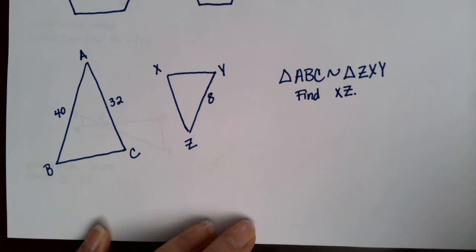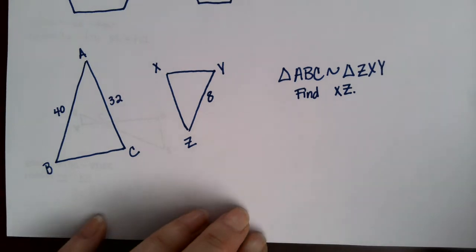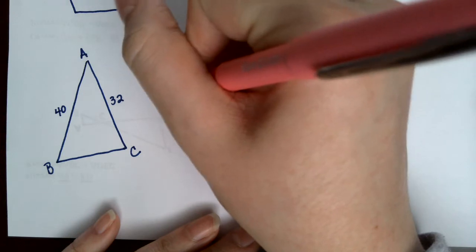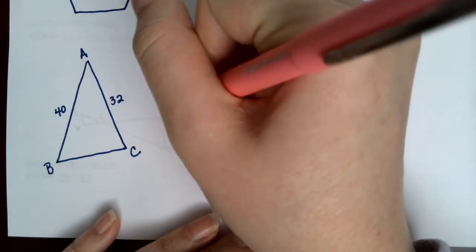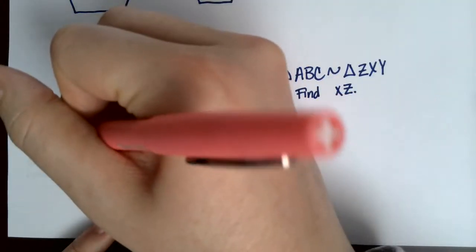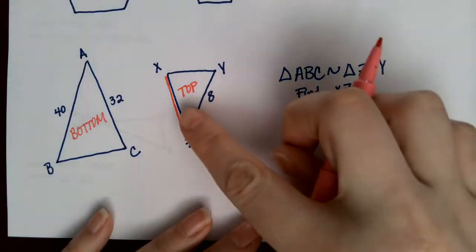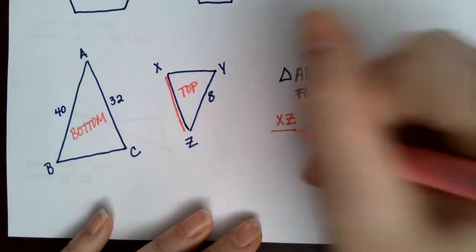And so for this, you want to set up a proportion and include the side that you are missing. So I like to just start with the side that I'm missing. And so that's going to be like my top shape is the one where I'm missing. So this side is what I'm looking for. And then my bottom shape will be the other one. And I always start with that missing value. So when I set up my proportion, I'm going to start with xz.